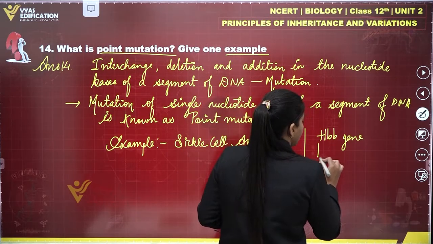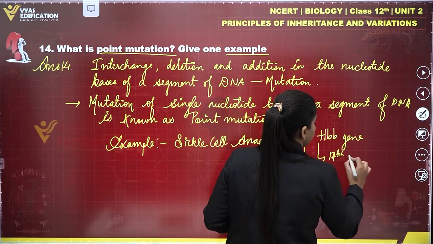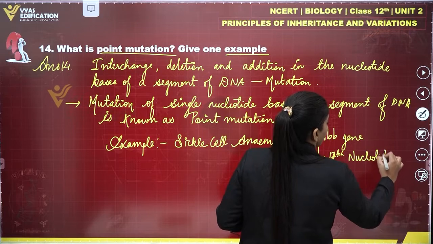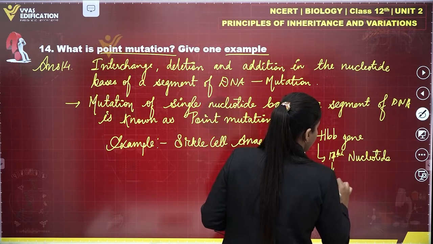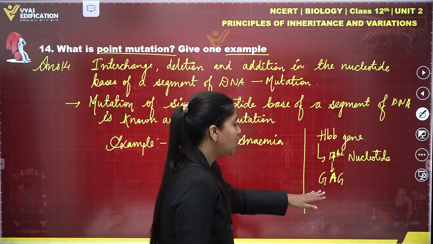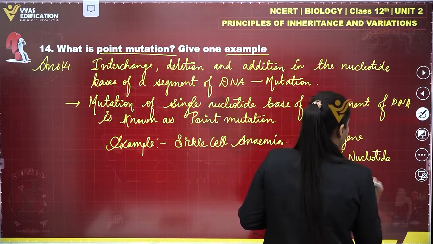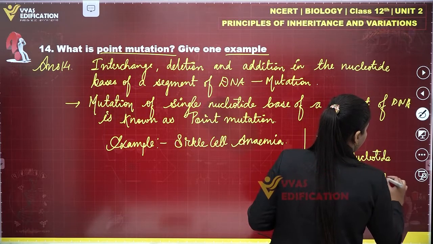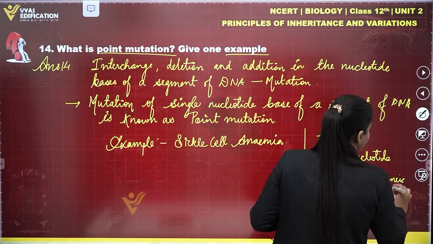On the 17th nucleotide, we have a codon GAG. In a normal condition, the codon GAG codes for, or produces, the amino acid known as glutamic acid, which is normal.